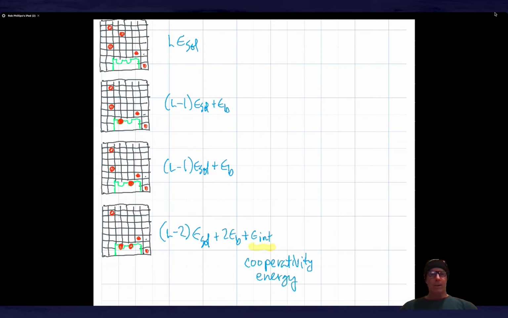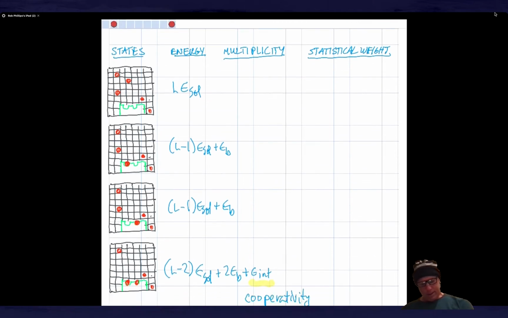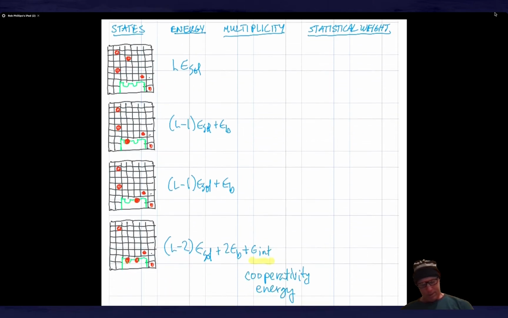What I'm saying with this cooperativity energy is that when both the ligands are on the receptor, the total energy is actually lower than just 2 epsilon B. Meaning by virtue of having them both bound, there's an interaction between the 2 of them through the receptor that leads to a net lower free energy than the sum of the 2 binding energies. It's super important. Okay, I'm going to just write down all these multiplicities.